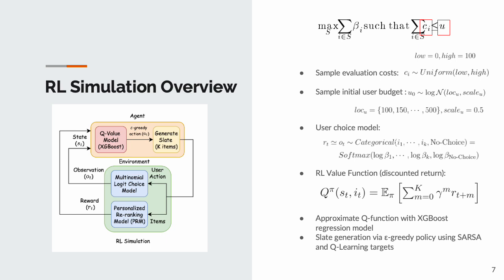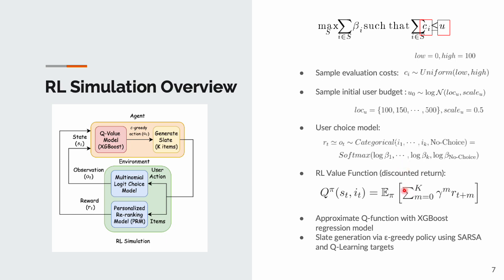Subsequently, we use reinforcement learning algorithms to recommend the best slate. For learning the optimal policy in the process, we need some additional data for simulating the environment. For example, the item evaluation costs were sampled from a uniform distribution with lower limit 0 and upper limit 100. The initial user budget was also sampled from a normal distribution for each experiment with different mean budget. A user choice model based on multinomial logits over item relevances was used to simulate the user clicks and generate rewards.